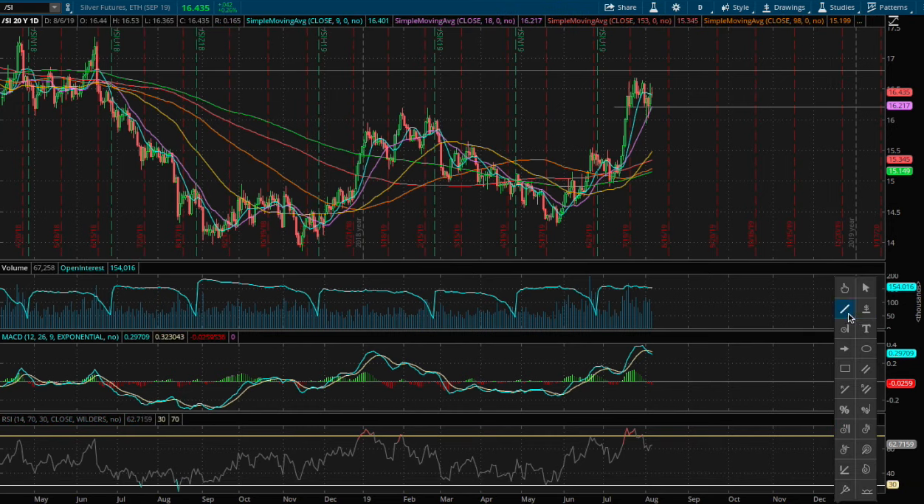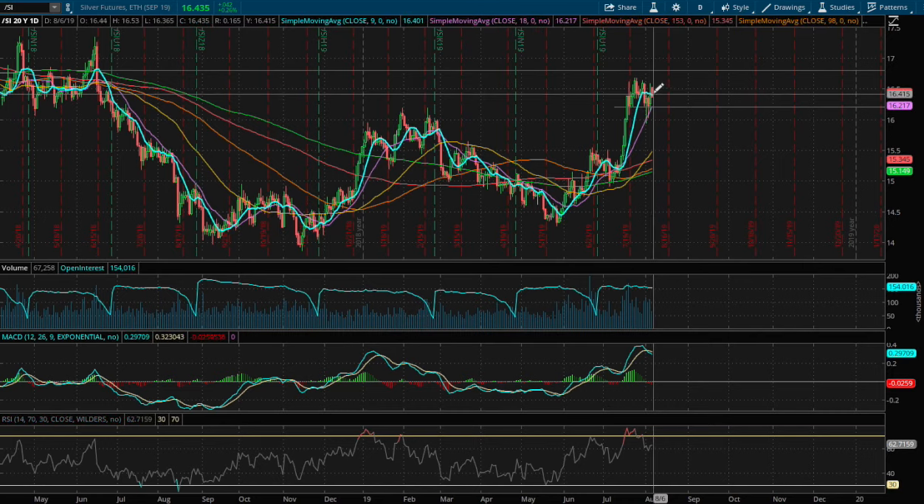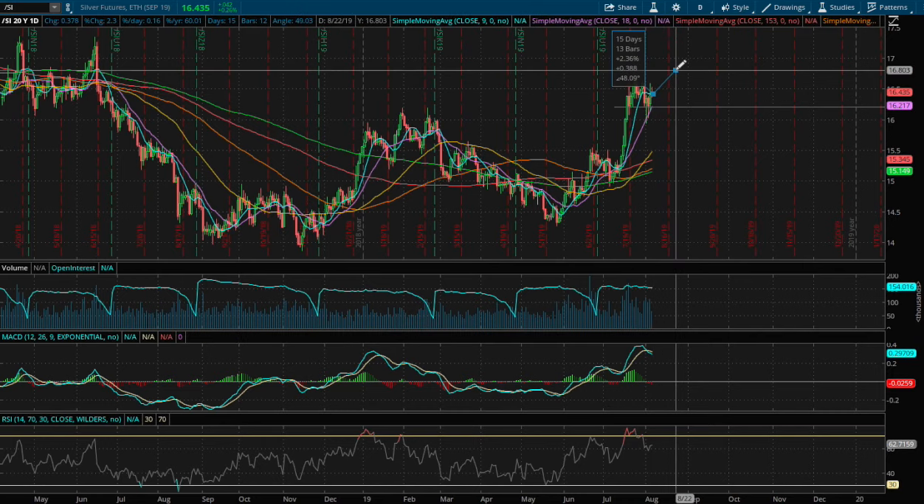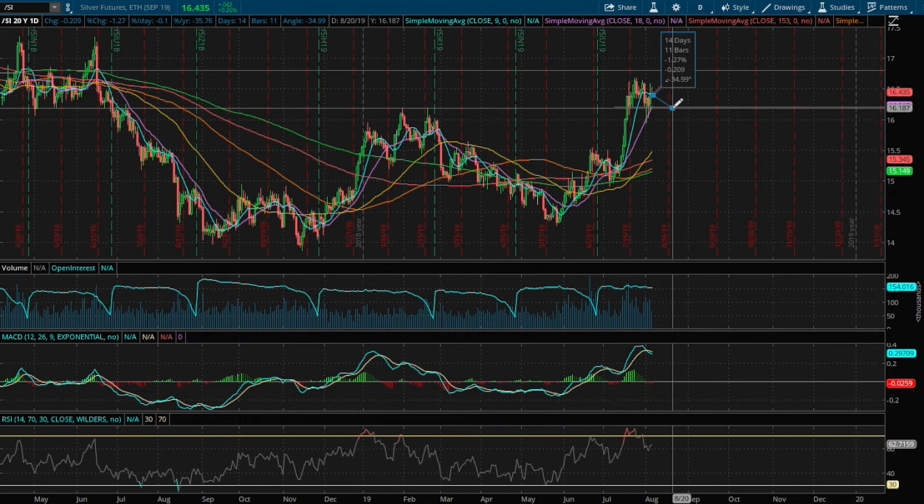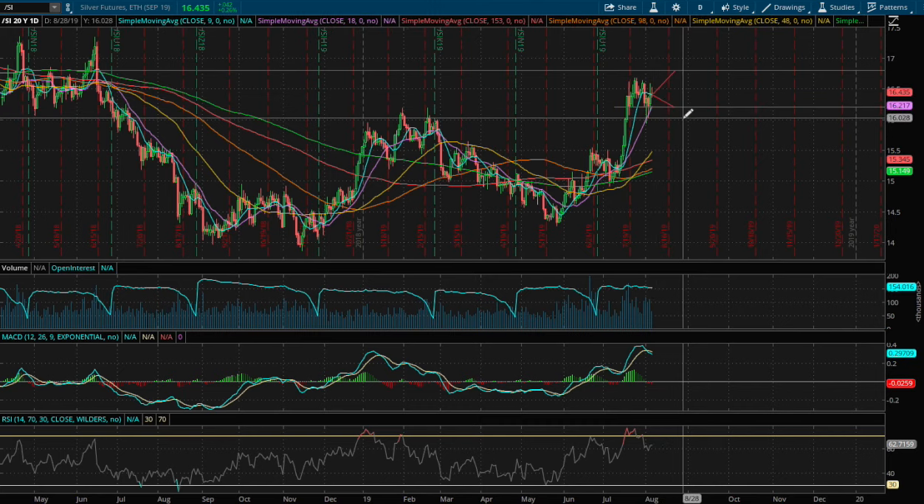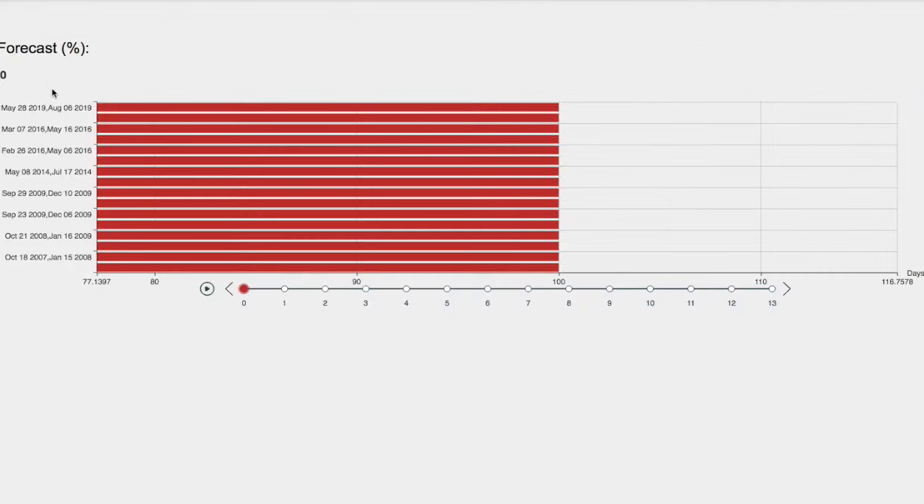So if we were to move on higher, that price movement is roughly around, I would say, 2.4%, and if we were to move down lower, that price movement is around 1.1% lower. So let's head to the forecast model. I'll go day by day where silver will head to in the next coming days.